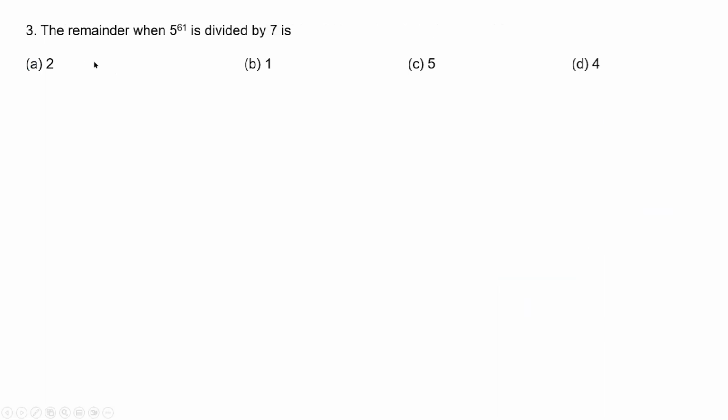The next question, the remainder when 5 raised to 61 is divided by 7 is. Again this question was given in last year's term 1 board exam paper. We have to find the remainder when 5 raised to 61 is divided by 7. So we have to use the property, if a congruent to b mod m, then a raised to k congruent to b raised to k mod m, where k is a natural number. So here we have to find 5 raised to 61 mod 7. Now 5 square is 25. 25 is congruent to 4 mod 7.